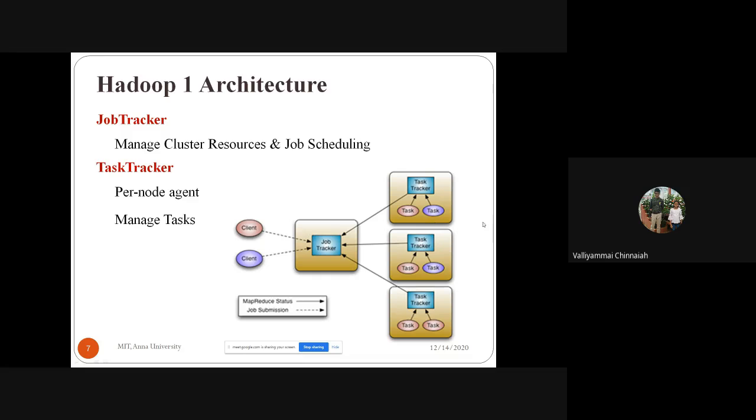Okay, like that. So here the cluster resources will be managed by the job tracker, and scheduling also will be done by the job tracker. And a task tracker will be there on each node. Okay, that's the per node agent. So each node will have one task tracker. The task tracker will manage the tasks. It won't schedule. The scheduling is done by the job tracker. Only the running of the tasks is done by the task tracker.